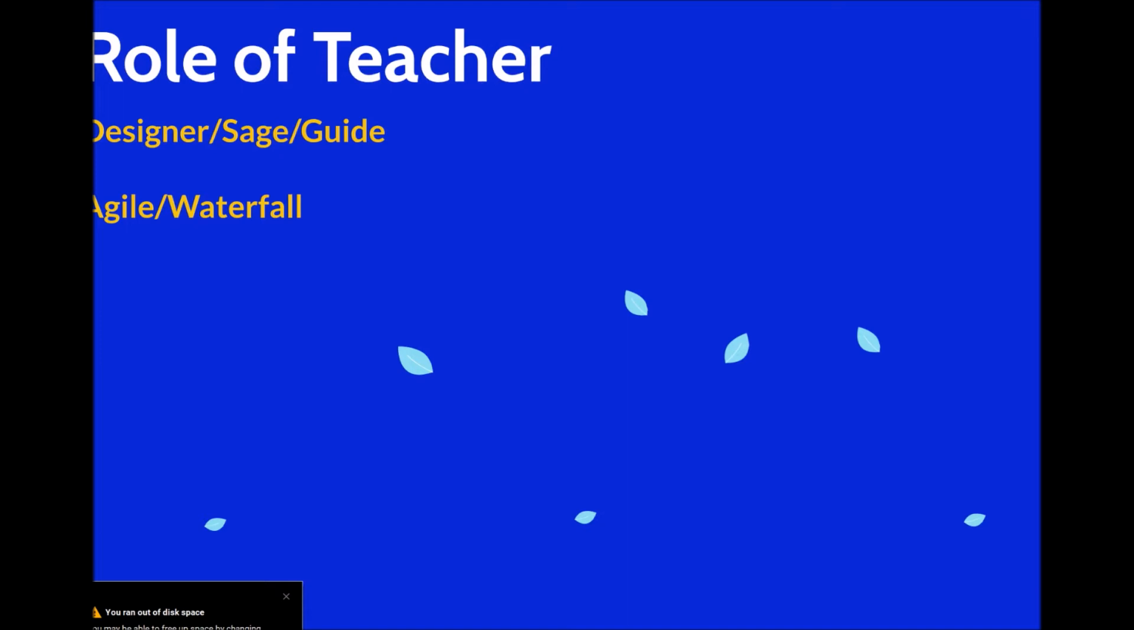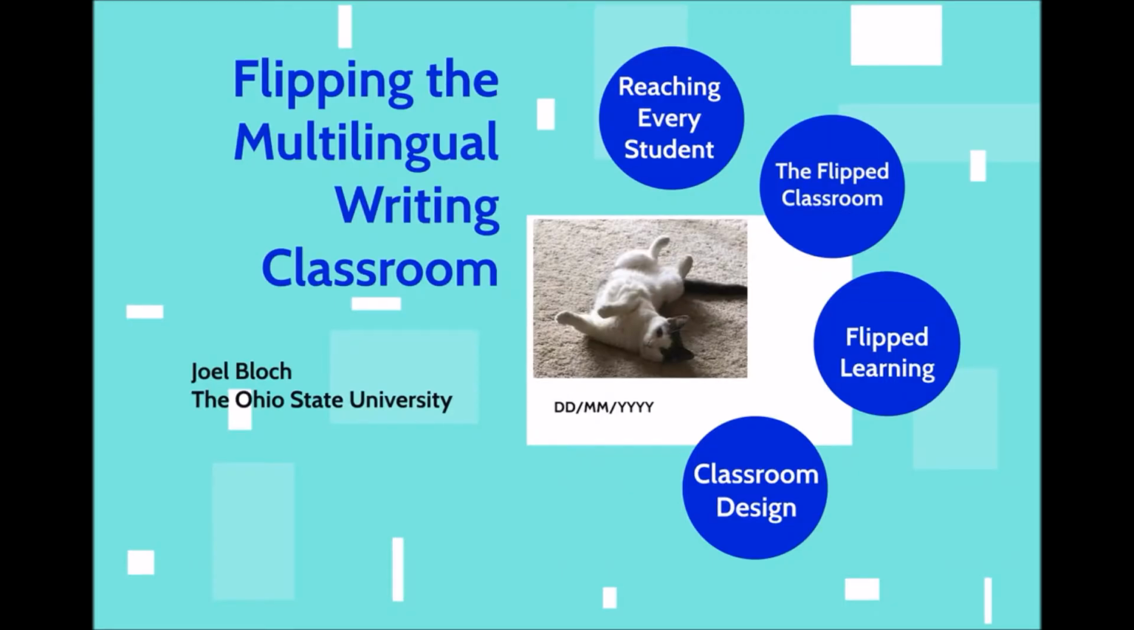I'm arguing that the role of the teacher is changing from being a sage and a guide to being a designer. There's lots of ways of designing things. There's what's called agile, where you design things on the fly, you're constantly redesigning. There's another way called waterfall, where you plan everything out. So finally, there's the question of what does classroom design look like in a flipped writing classroom?